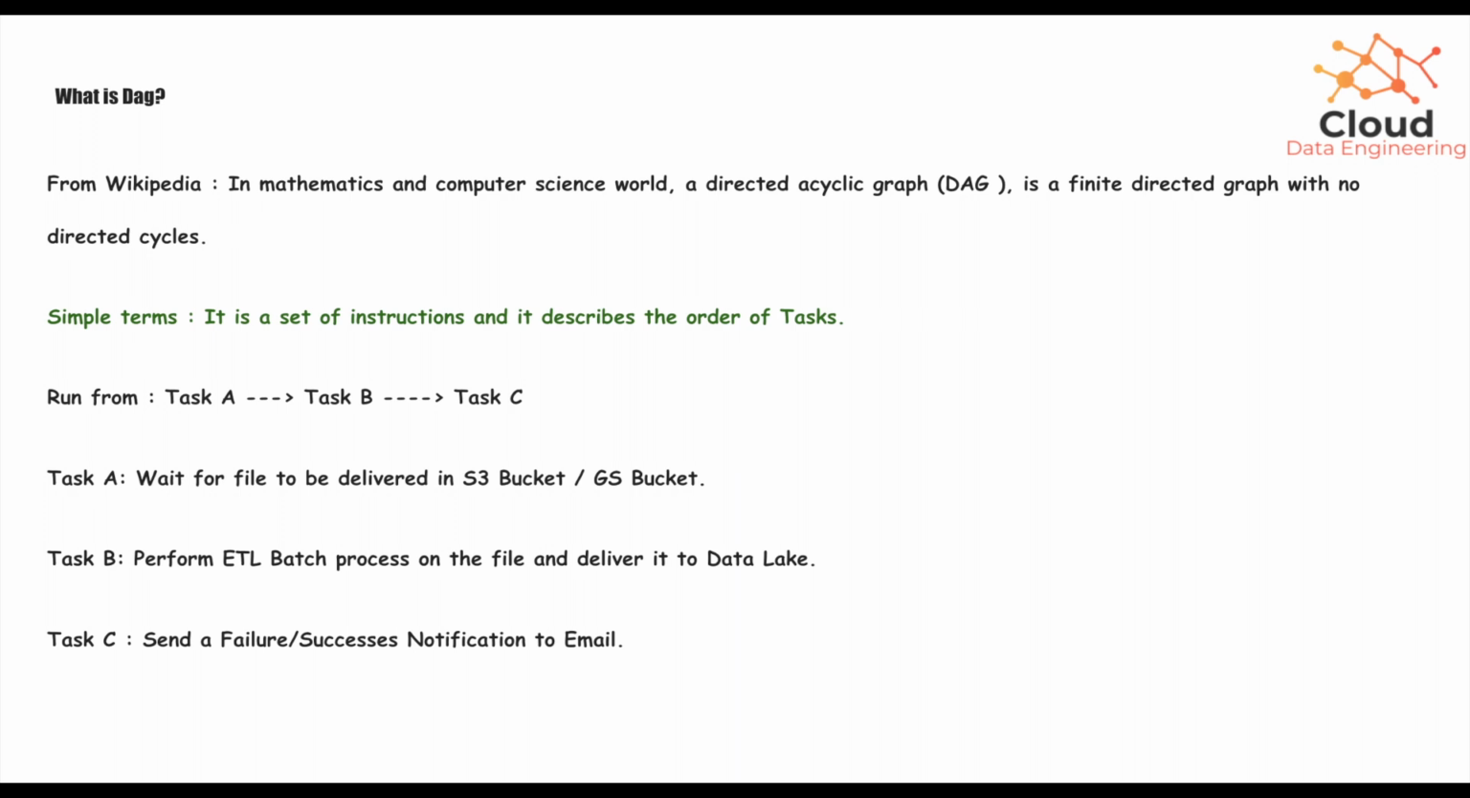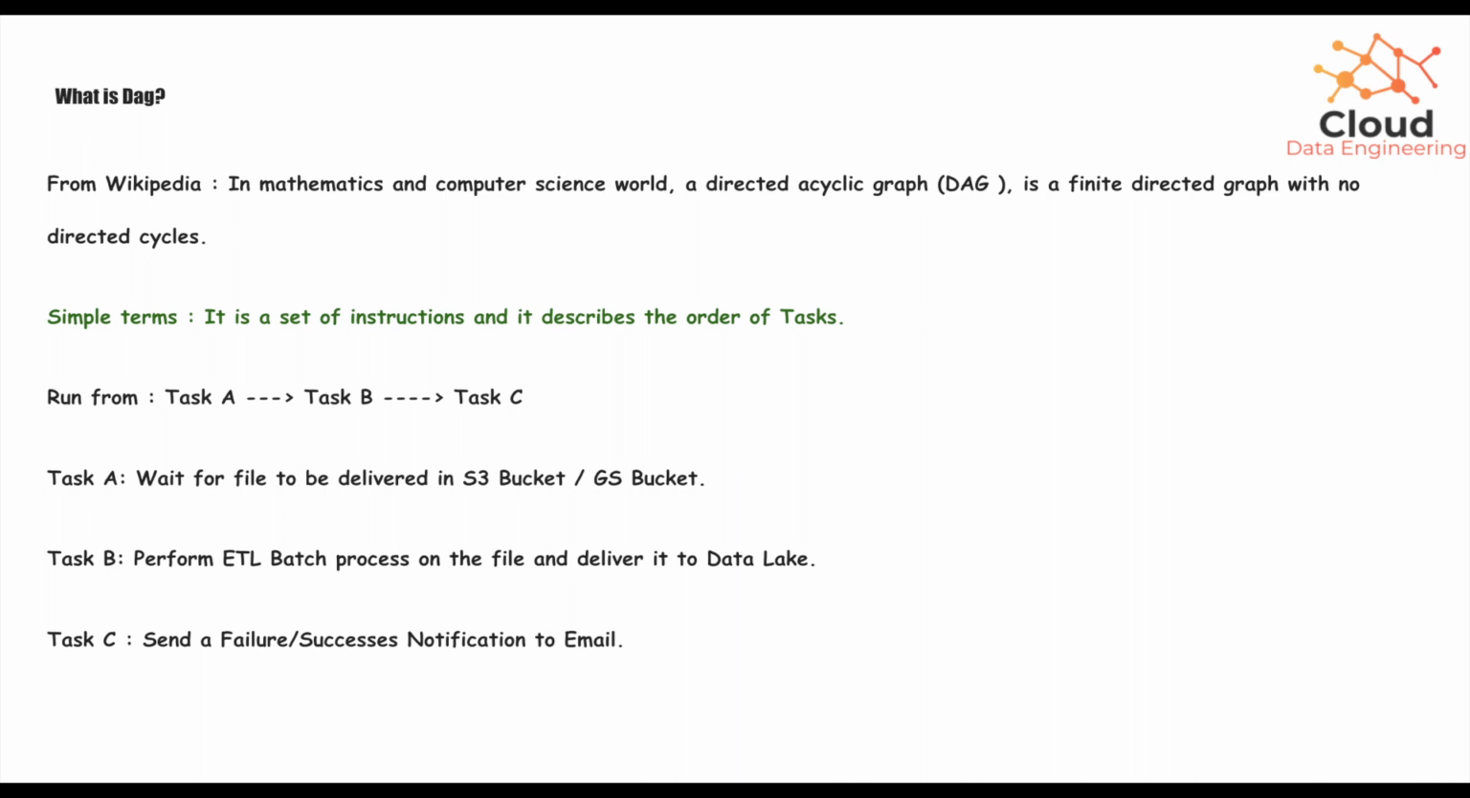So Airflow provides us a platform where we can create and orchestrate our workflows or pipelines. In Airflow, these workflows are represented as DAGs. So what actually is a DAG? In the mathematics and computer science world, a directed acyclic graph, or DAG, is a finite directed graph with no directed cycles. In simple or layman terms, it is a set of instructions that describes the order of tasks. A simple example would be, if you want to go from task A to task C, you have to go from task A and then to B and then to C.